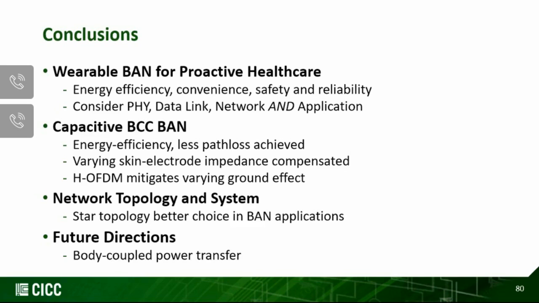And I have also said that not only the PHY layer, but we also have to take into account the network topology and system aspect as well. We have seen that under the body area network context, the star topology seems to be a better choice in BAN applications. And also the packet length and these system aspects have to be considered.